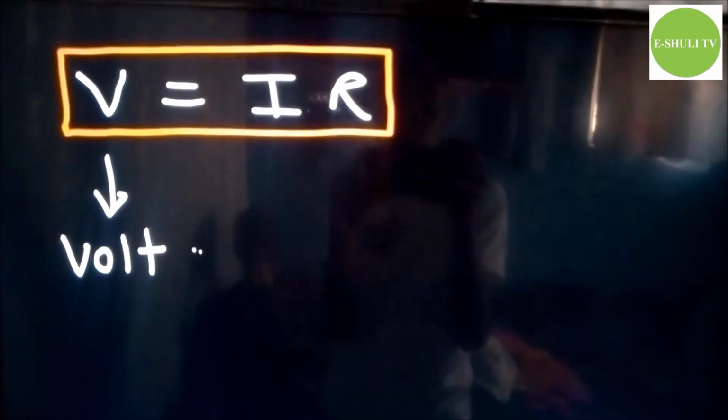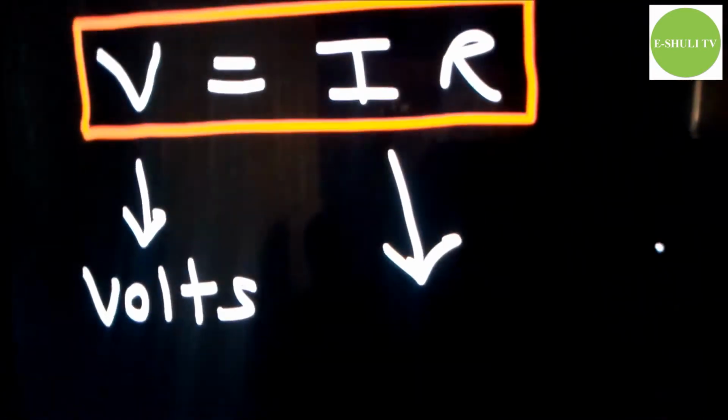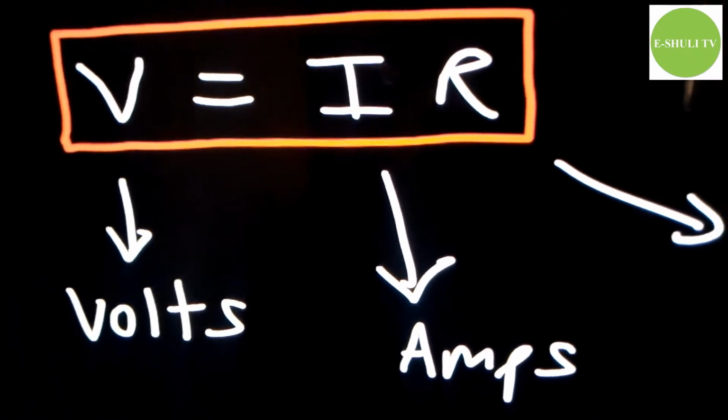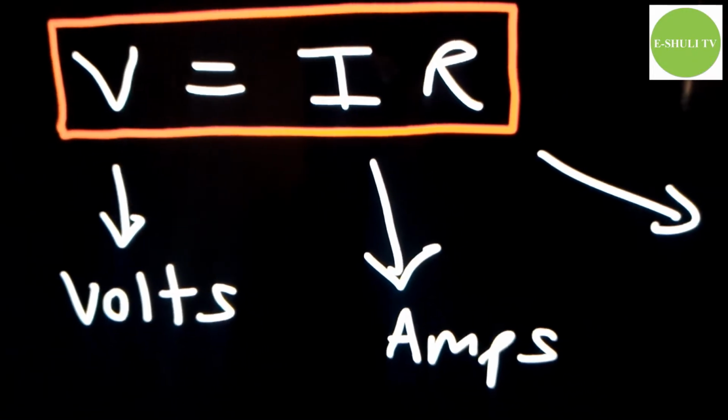Aha ni ukuvuga ngo voltage igira unit yitwa volts. Voltage, its unit is volts. Then current, unit of current is amps or ampere. Resistor, its unit is ohms.